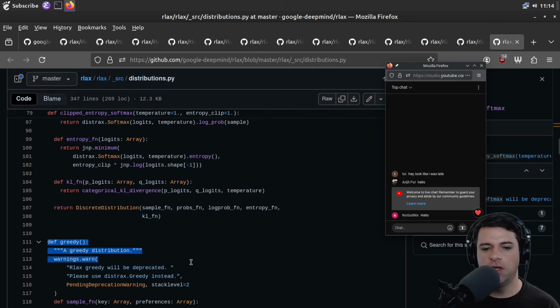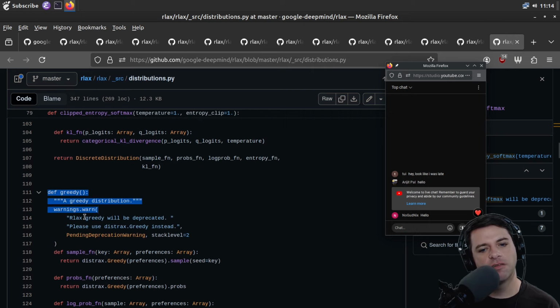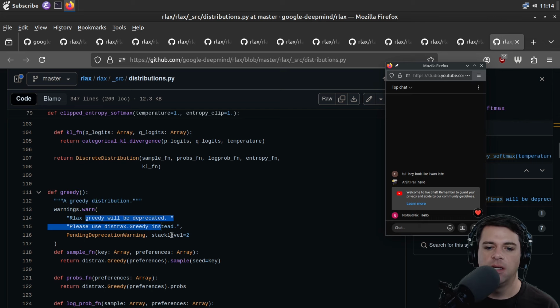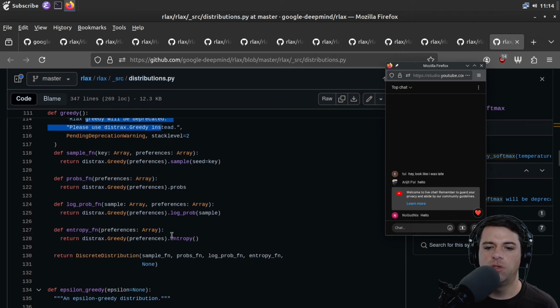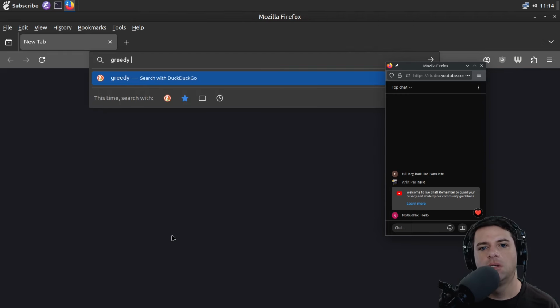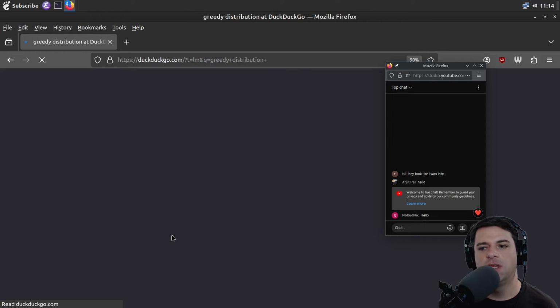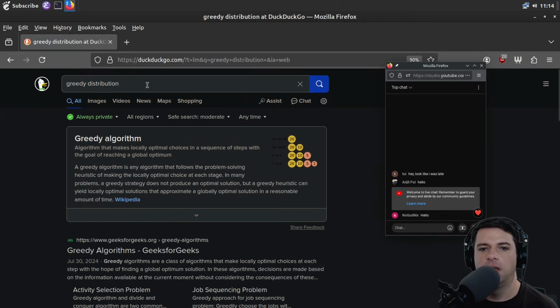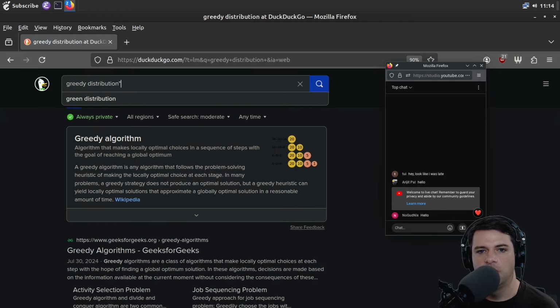So we have a greedy distribution. Rlax greedy will be deprecated. Please use distrax greedy instead. I don't know what a greedy distribution is. It seems like greedy is a property of things that evolve over time and not of probability distributions.